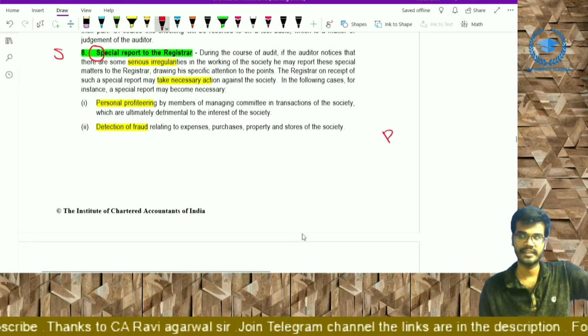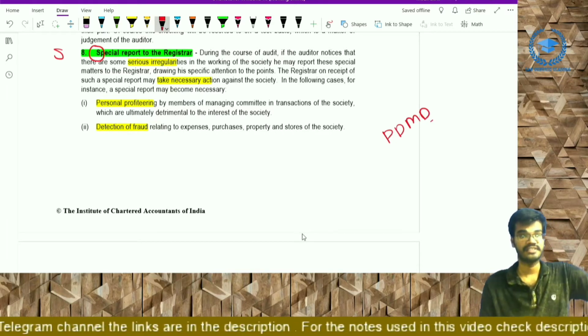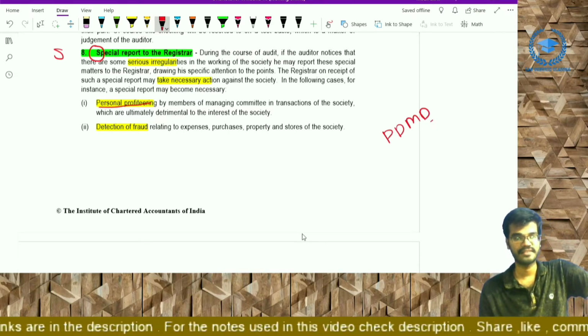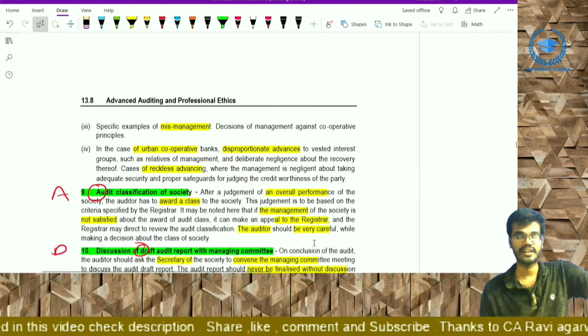We'll have a memory technique here: PD, MD, right? PD, MD. What is P? Personal profiteering by members, and D is detection of fraud. M is misstatements, and D is disappropriate advance or reckless advancing.